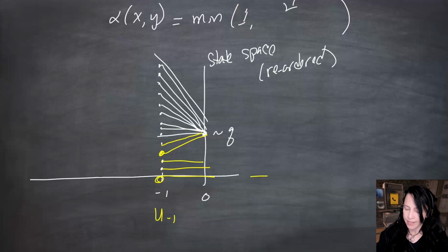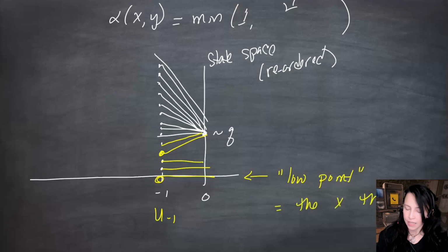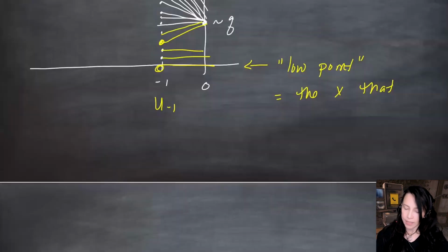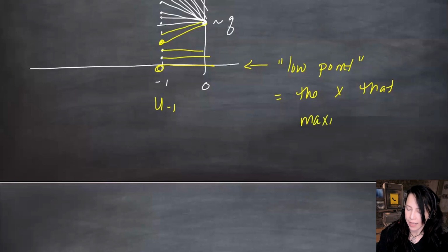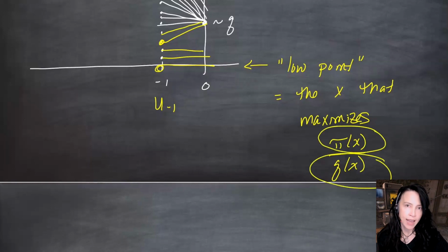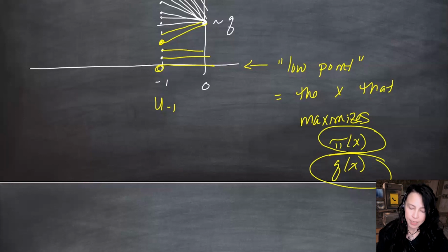So this is a low point, and it is the x that small points have large pi over q ratios. It's the x that maximizes pi of x over q of x. So you have a target distribution, you choose your favorite independent candidate distribution, you form this ratio. If you can maximize this, you are good to go. If not, you have to choose a different Q, but you don't need to think about the whole state space. You just have to go like this.